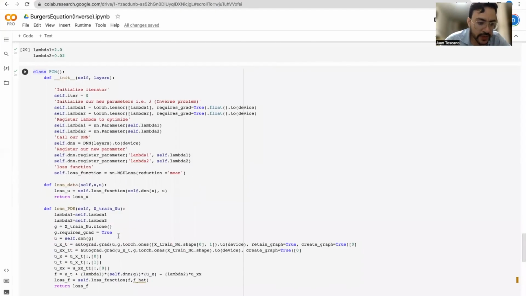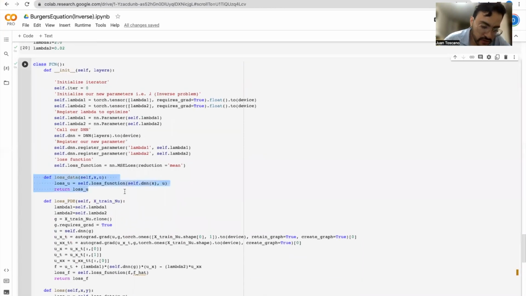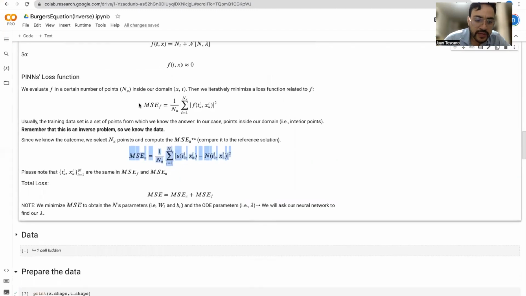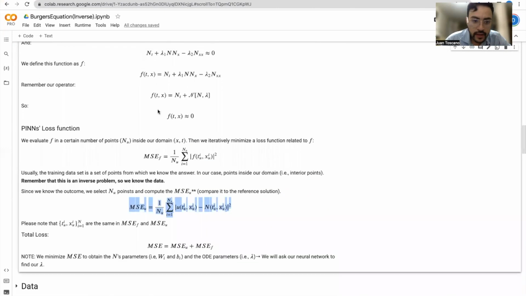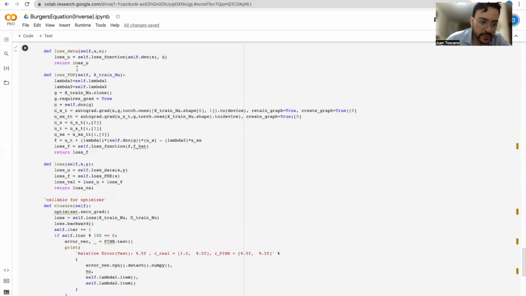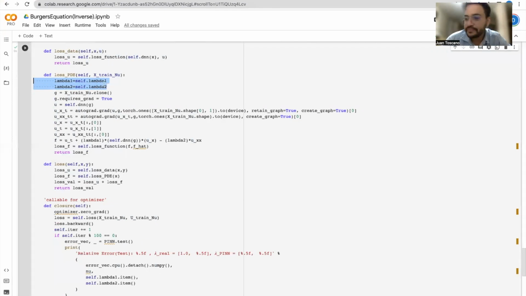Okay, so let's see what we have done here. We defined our first loss function that computes the mean squared error of the output of our neural network against the real data. But remember that we also need a loss function related to our partial differential equation, or related to f. But since f is parameterized by lambda, to define our loss PDE, we start by initializing lambda, and then we evaluate our partial differential equation.